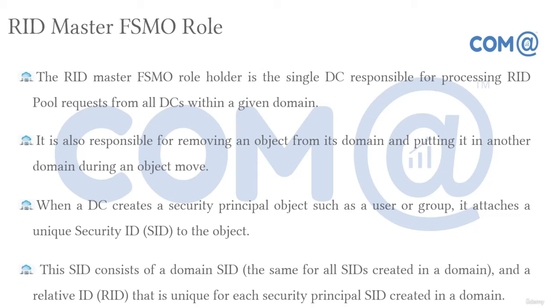It is also responsible for removing an object from its domain and putting it in another domain during an object move. Also, when a domain controller creates a security principal object such as a user or a group, it attaches a unique SID, that is, security ID, to the object. This SID consists of a domain SID and the relative ID, and that is unique for each security principal created in a domain.